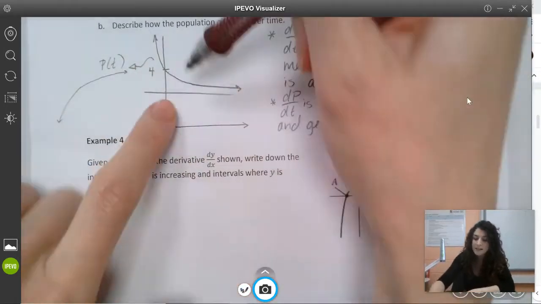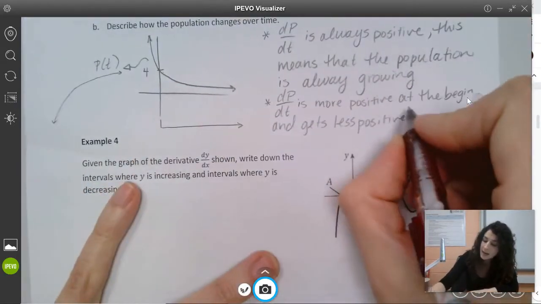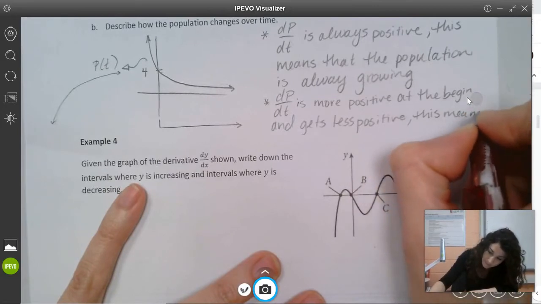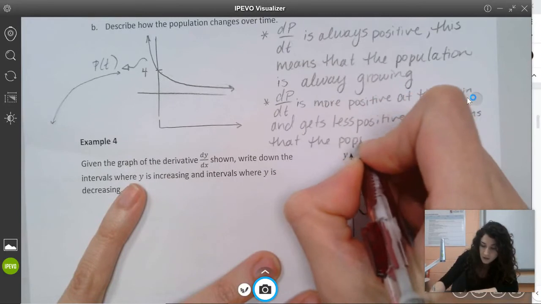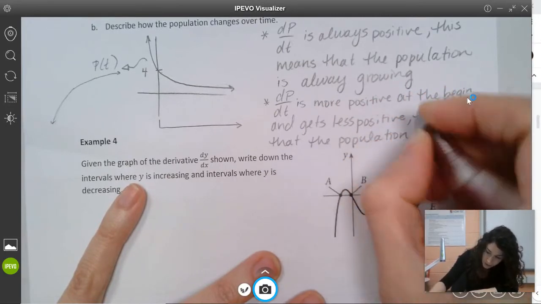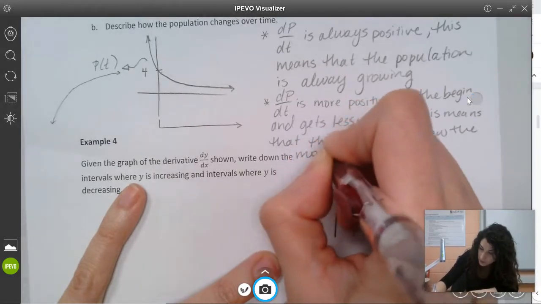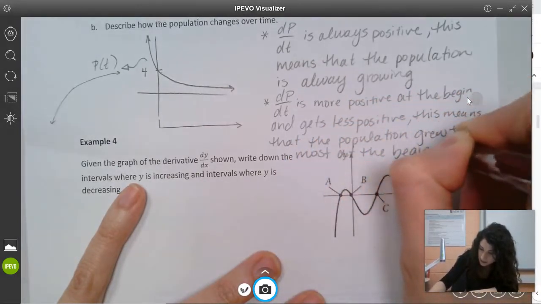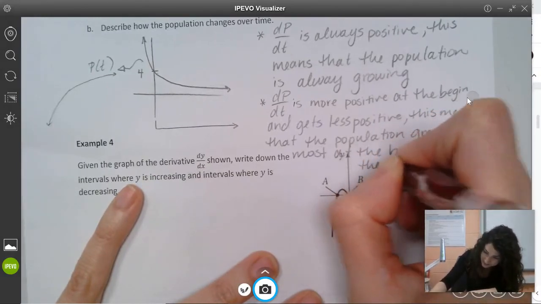And so when it says it's more positive at the beginning and it gets less positive as time goes on, that means that the population grew the most at the beginning and then tapered off.